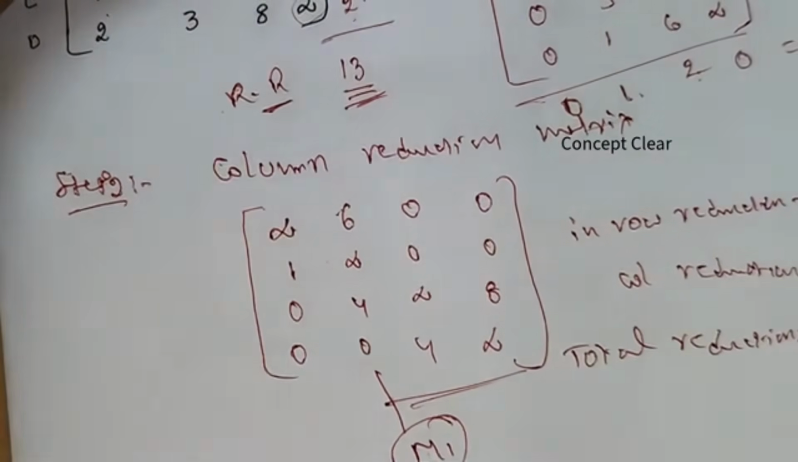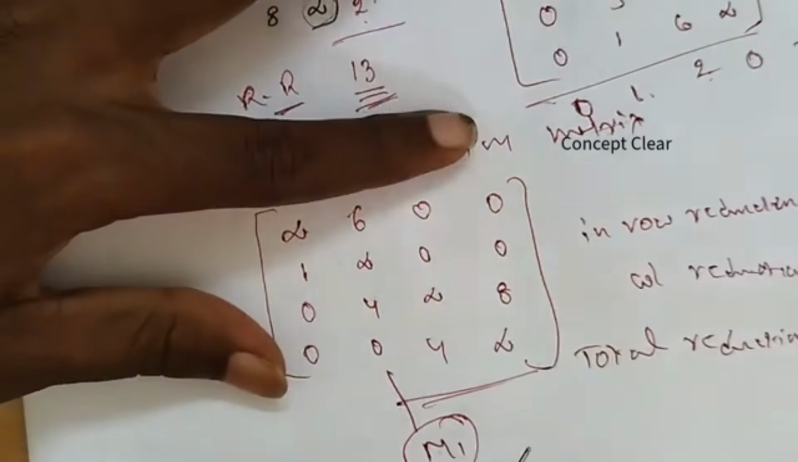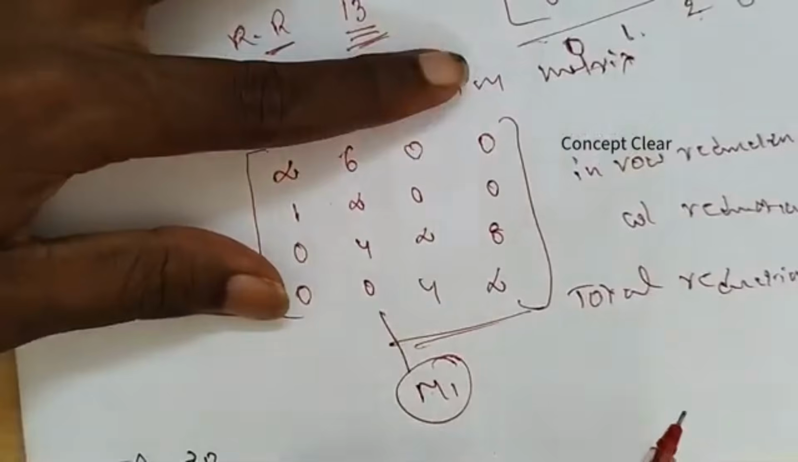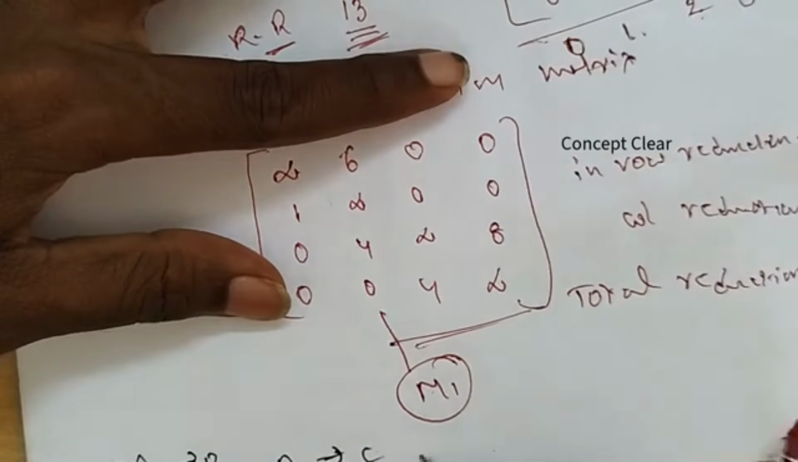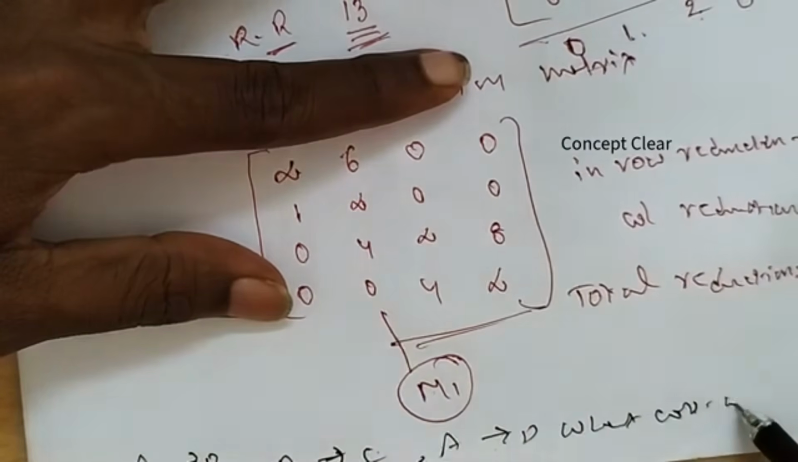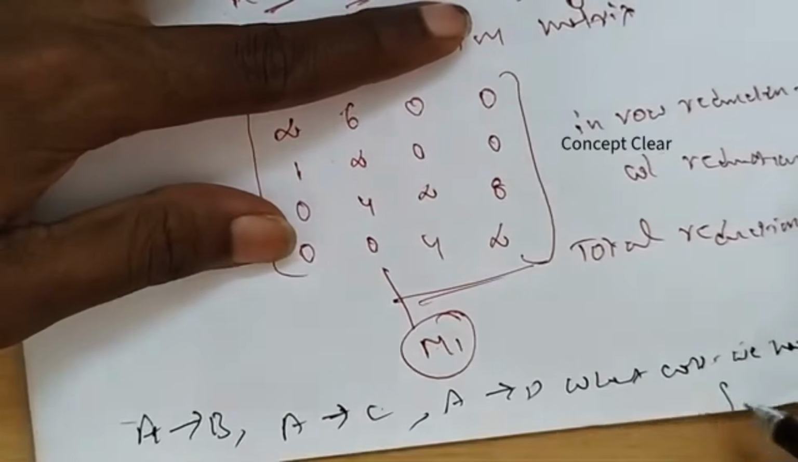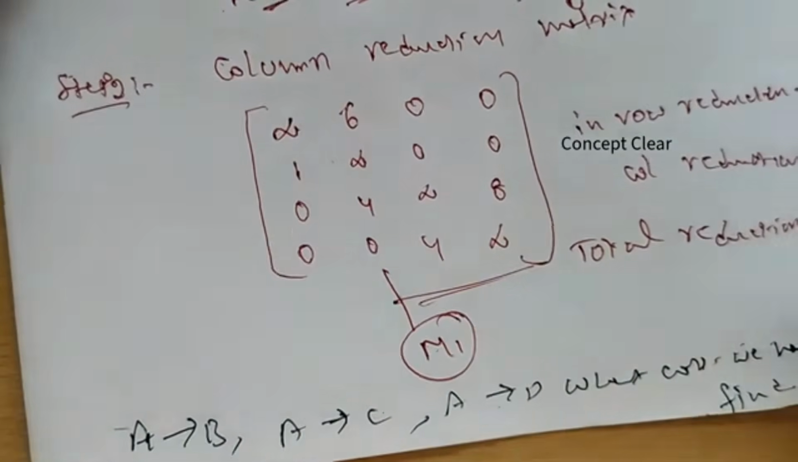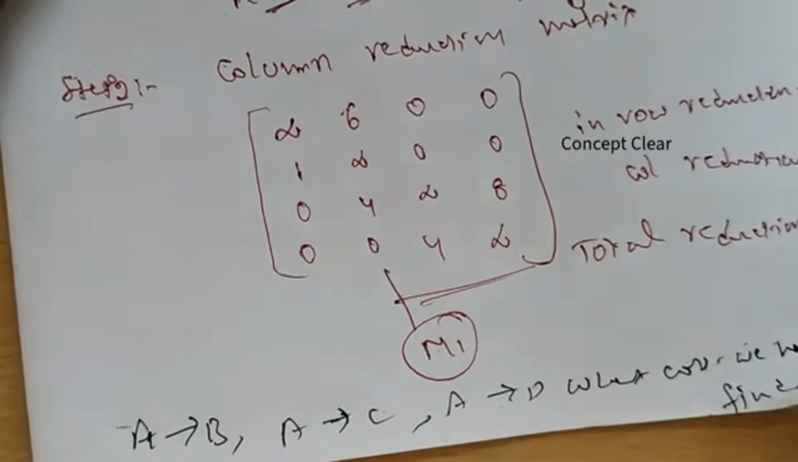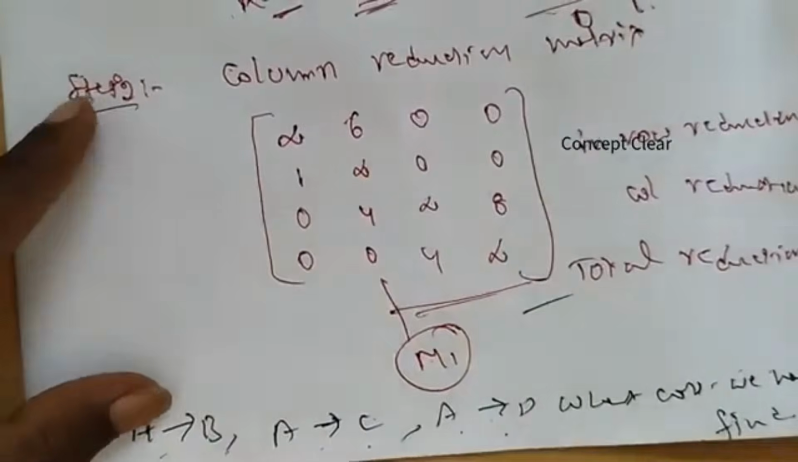From A, we have a chance to go either to B, or C, or D. So if we have to go from A to B, A to C, A to D, what is the cost? We have to find out. We have to travel from A to B, A to C, A to D. So we are finding A to B, A to C, A to D first, according to this M1 matrix.